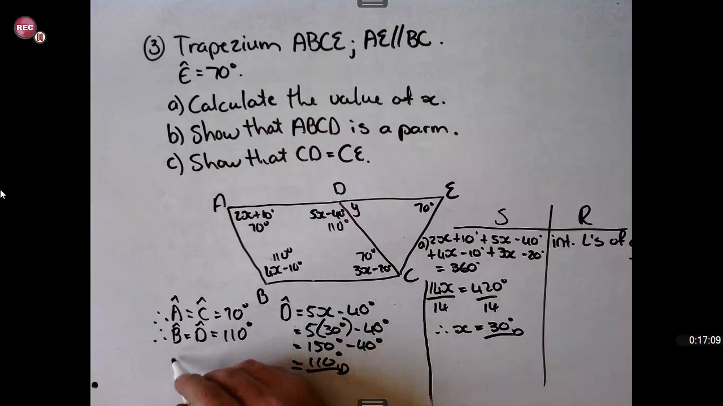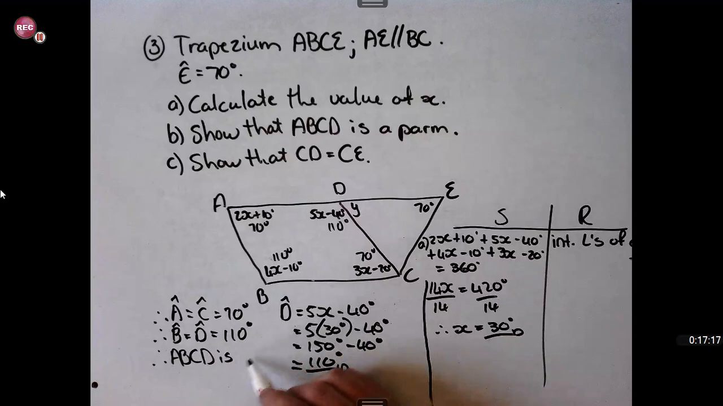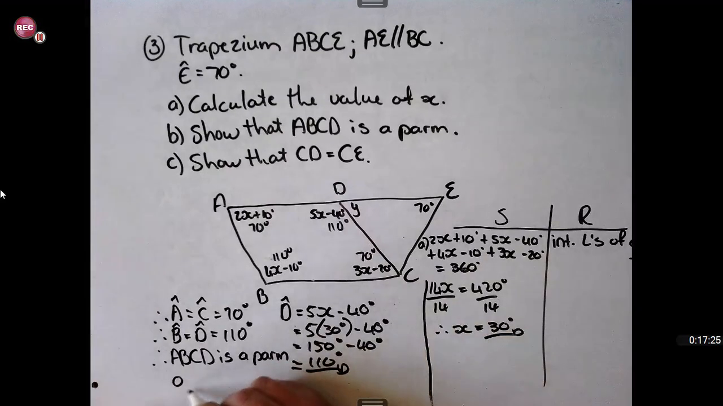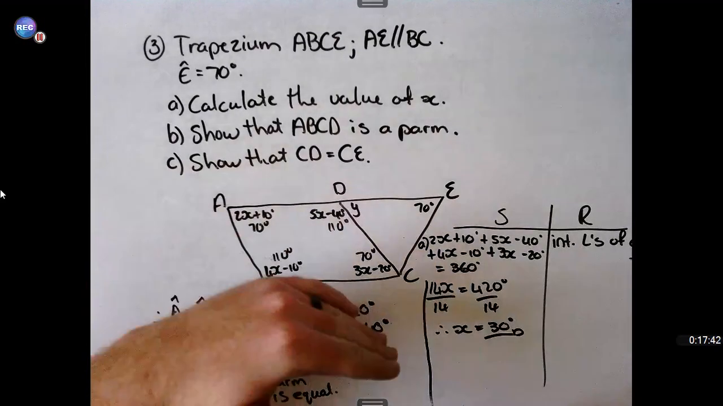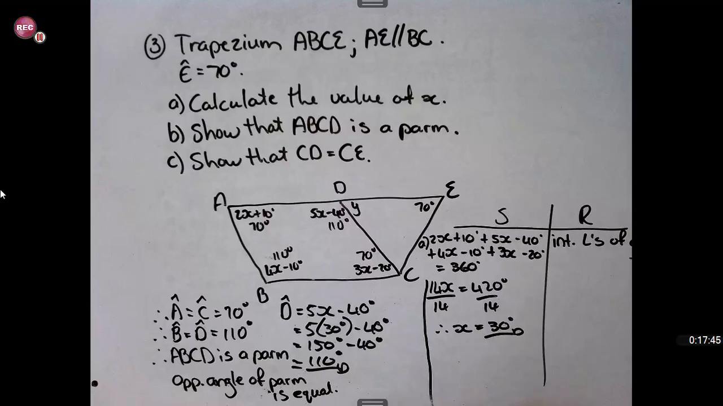therefore ABCD is a parallelogram, and the fact that it's a parallelogram is due to the fact that the opposite angles of a parallelogram are equal. So the reason why it's a parallelogram is because the opposite angles are equal. Okay, and there that question is solved.